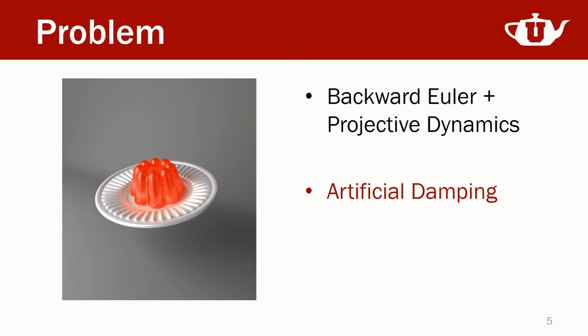Here we show the artificial damping from backward Euler. You probably can't even see the jello moving, so let me play it again. The unwanted artificial damping here is so strong that it already destroys the animation.